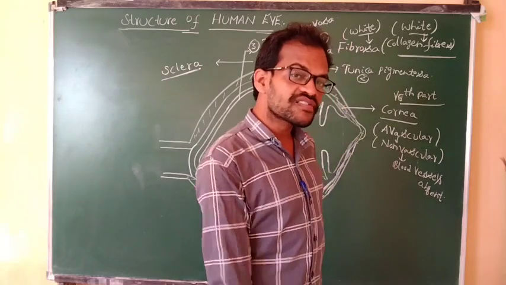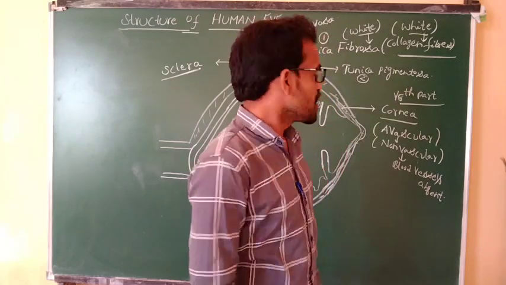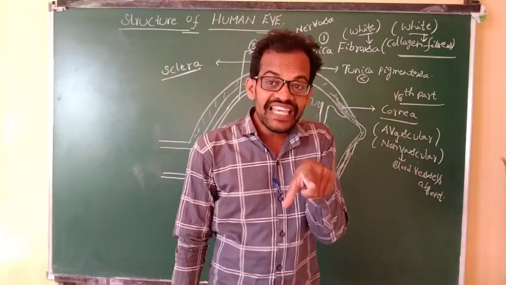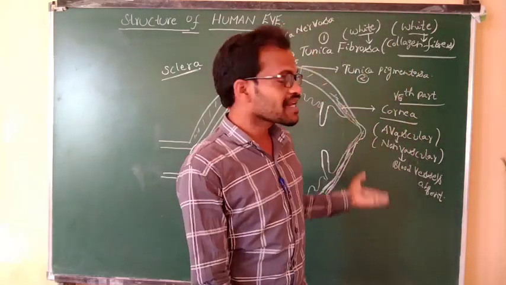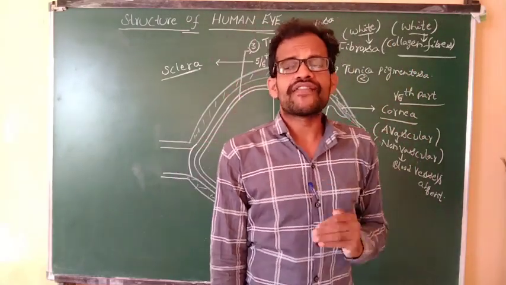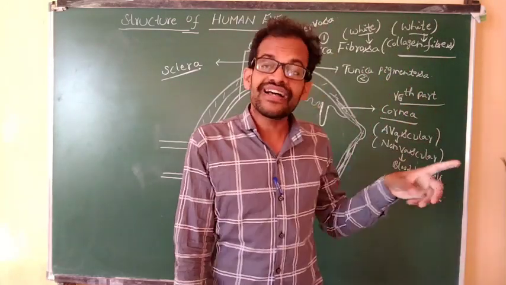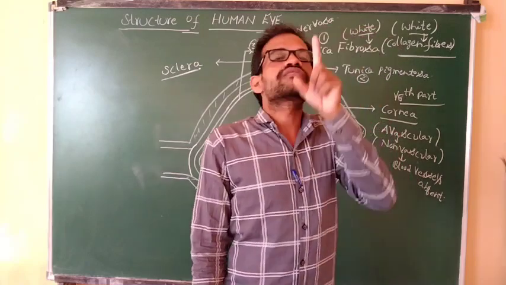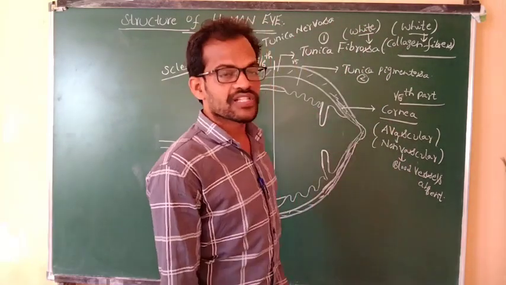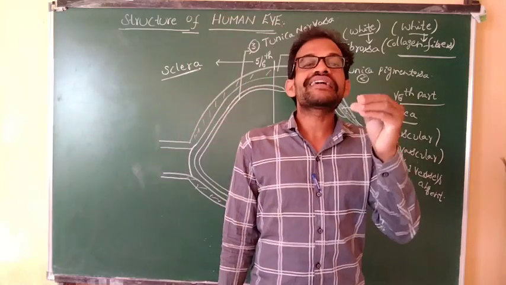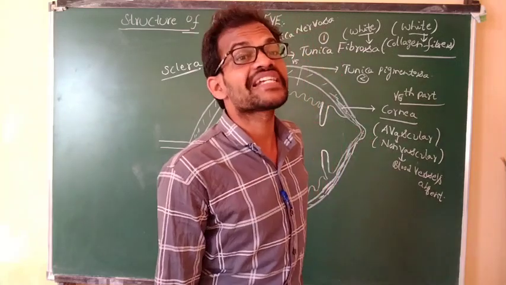How will they receive oxygen? They receive oxygen directly from the atmosphere. The cornea receives oxygen from the atmosphere directly. This cornea is avascular, blood vessels are absent, but it directly receives oxygen from the atmosphere. That's why cornea transplantation is 100% successful.